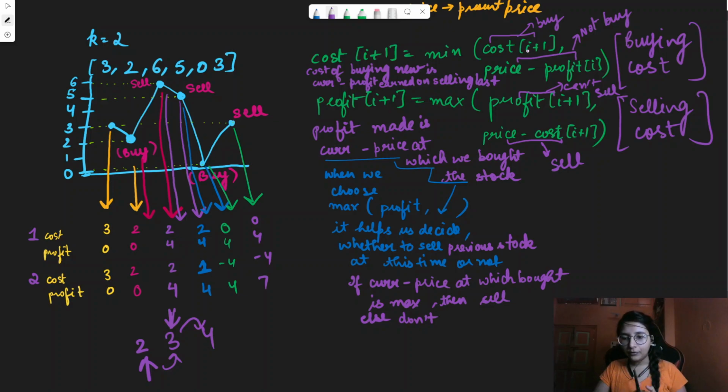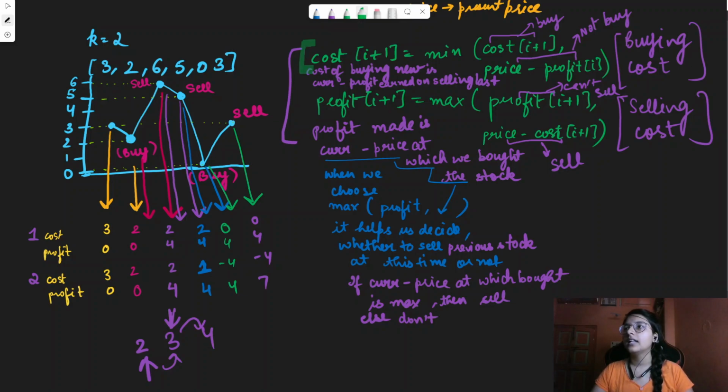And if our present stock is this one, then our next stock is this one. So basically we would be checking according to whatever stock we are at. According to that only we will be checking whether buying this stock or selling this stock makes us profit with respect to the next stock or not. So in that context we are making these two states. So that's the thing.